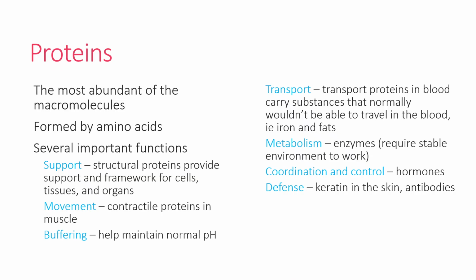We talked about buffering. We talked about acids and bases. Transport proteins in the blood. Hemoglobin is our major oxygen transport protein. We also have other proteins in the blood that are there for things like osmotic forces and things like that.